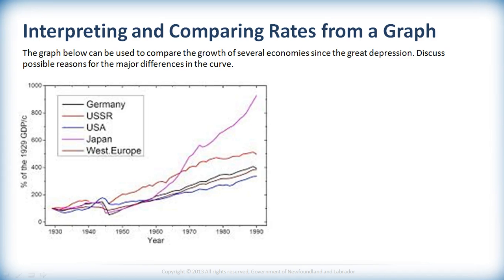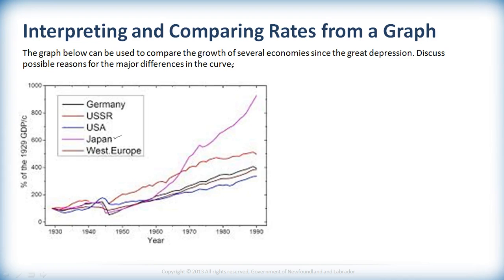Okay. The graph below can be used to compare the growth of several economies since the Great Depression. Discuss possible reasons for the major differences in the curve. Okay. Let's see. The one that's going up the highest here is this kind of purplish color, and that's Japan.